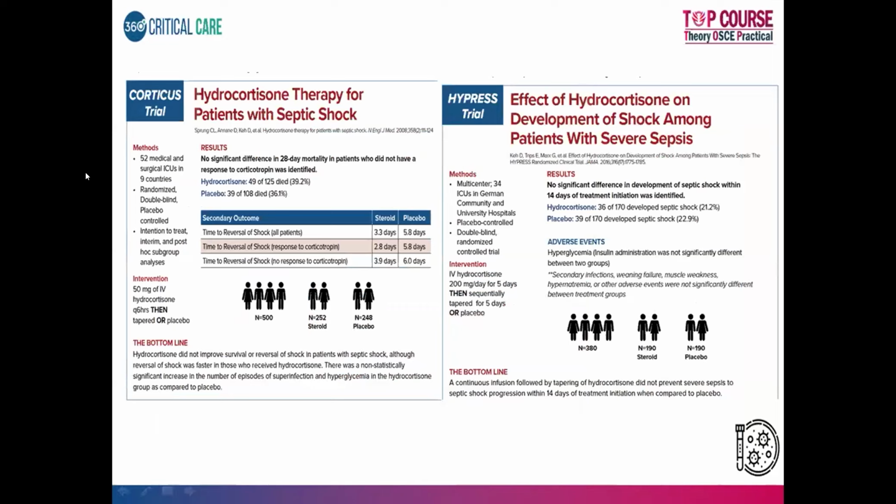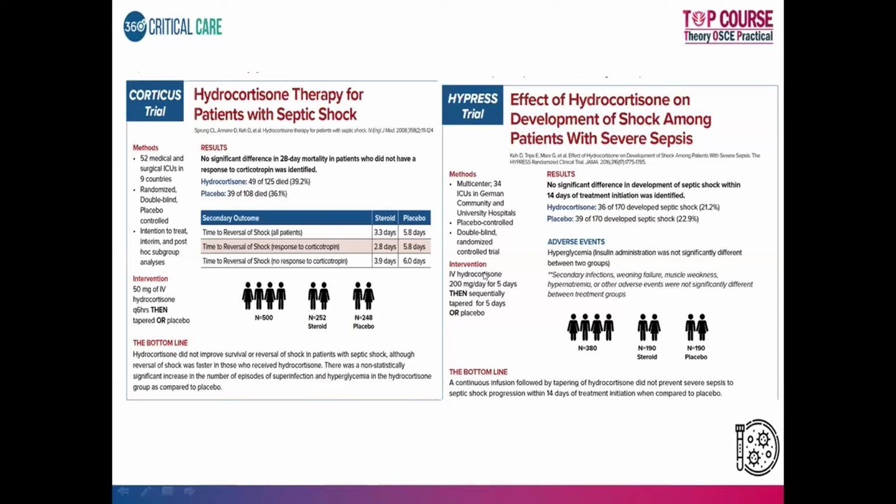Now next came the CORTICUS trial and the HYPRESS trial. Okay, so the CORTICUS trial was in 2008 and the HYPRESS trial was in 2016. The CORTICUS trial also compared hydrocortisone with placebo, and they concluded that there was no significant difference in 28-day mortality in patients who did not have a response to corticotropin. Okay, so there was not much response.